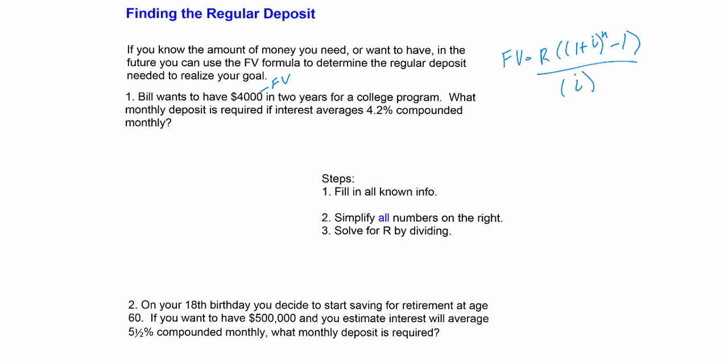Now, for a college program, what monthly deposit is required if the interest rate is 4.2%? Because it's 4.2%, I'm always going to sit down and make sure I get it right. So I go 4.2 divided by 100, you get 0.042 as my value. Now we're going to take a few minutes and work through this problem.